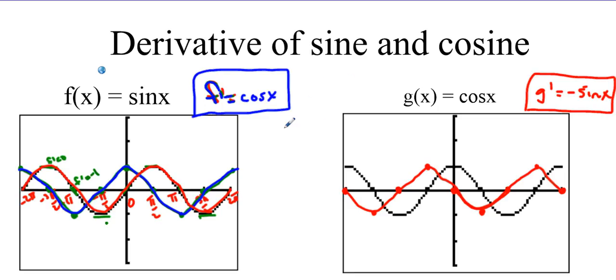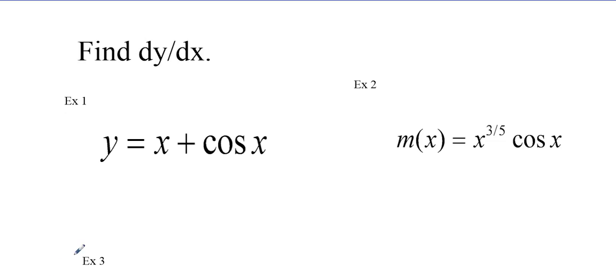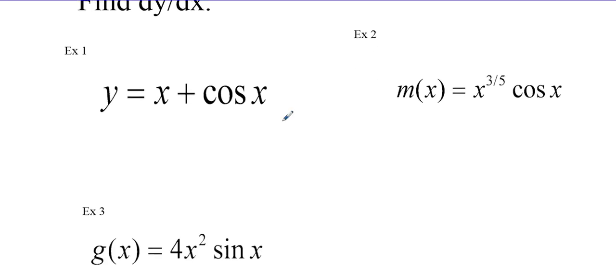All right, so using this information, we're going to go through a couple problems now. So know these: f prime, the derivative of sine is cosine, and so on and so forth. All right, so let's try some. Let's find the derivative of these different graphs. So I have a couple problems right here. I have 3 problems. Let's see if we can do this.